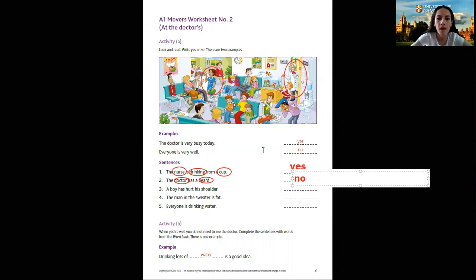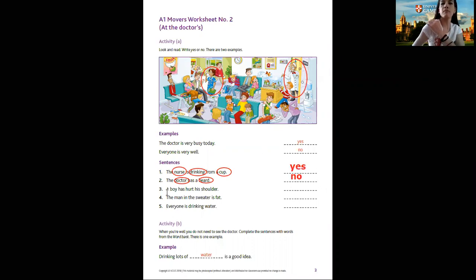No. Okay, then a boy has hurt his shoulder. Remember, this is the shoulder. So I have to find a boy. Well, here I can say a boy touching his shoulder. Okay, this is the clue word, shoulder. Okay, and hurt and boy. Okay, so I am going to write here.